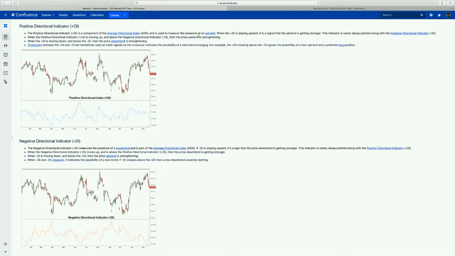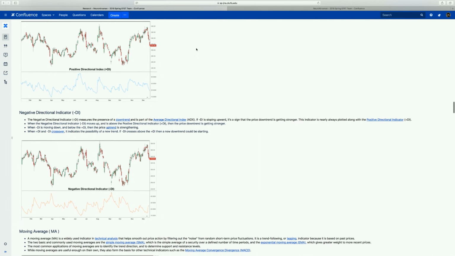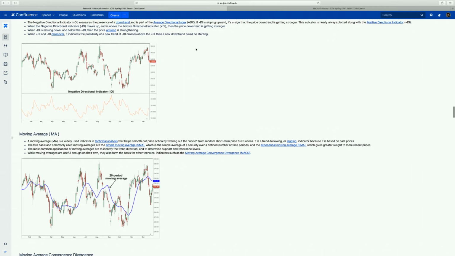If it's sloping upward, it means that the uptrend is getting stronger. And if it's sloping down, then the uptrend is getting weaker. When it's above the negative one, the uptrend is strengthening. You can use the information from the crossovers of the positive directional indicator and the negative directional indicator to figure out whether there's going to be a change in the price, whether it's going to continue to rise or start to drop. I guess that's enough about those.